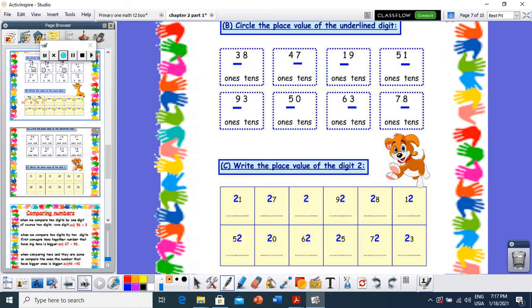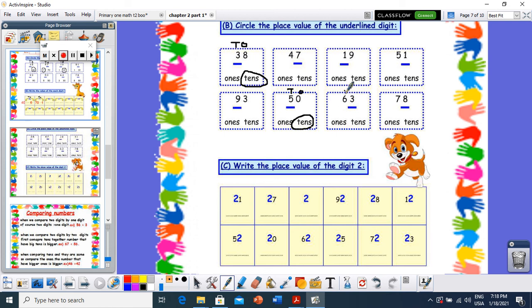Are you ready? Yes. Circle the place value of the underlined digit. The place value means where the digit lives. The digit lives in the ones home or the tens home. So 38, I will write here tens and here ones. Does 3 live in the tens or in the ones? Of course, 3 lives in the tens. So I will circle tens. 50, 5 in the tens and 0 in the ones. 5 lives in what? In the tens. So I will choose the tens home.